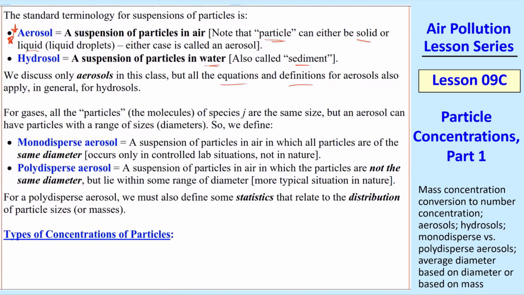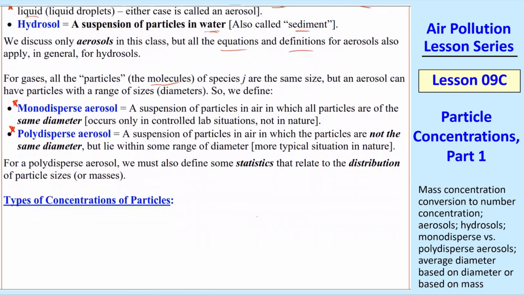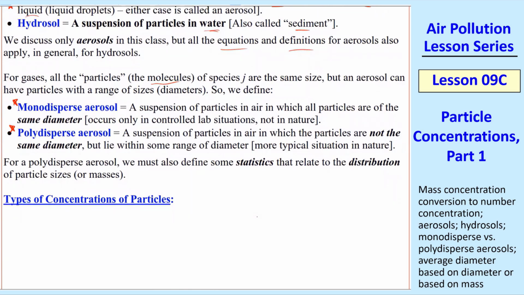For gases, all the particles of species J, the particles here are molecules, are the same size. But an aerosol can have particles with a range of sizes or diameters. So there's two other definitions, monodisperse and polydisperse. Monodisperse aerosol means that all the particles are the same diameter, and this does not really occur in nature. Polydisperse aerosols mean that the particles are not all the same diameter, but there's usually some range of diameter. And that's what we typically find in nature.